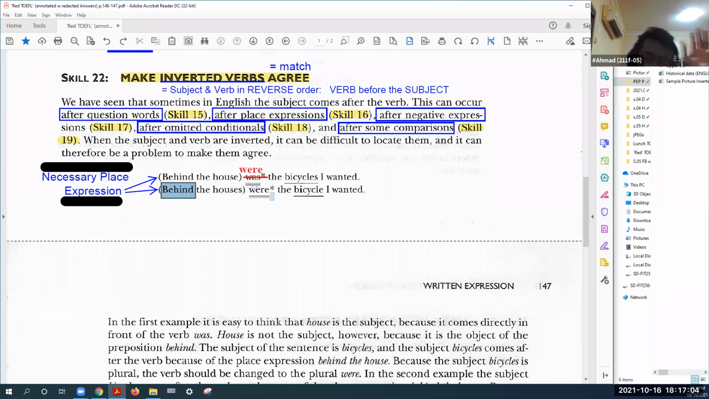So we can't move it. We can consider "bicycle" as the subject. We cannot match the houses because it is the object. It is not a subject, right? So yes, "bicycle" is the subject, okay? And "were" is the verb. But you said there's a problem, Rita. How do I fix it? Rita, are you there? I guess he's frozen. Osama, tell us. Can you tell us how to fix this? "Behind the houses was the bicycle I wanted." There you go. All right, let's go on.